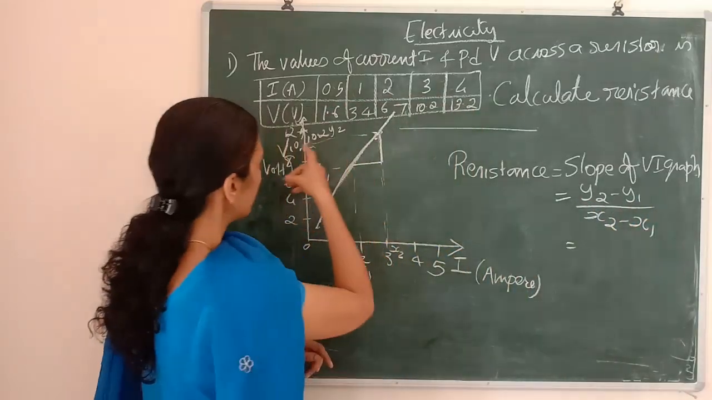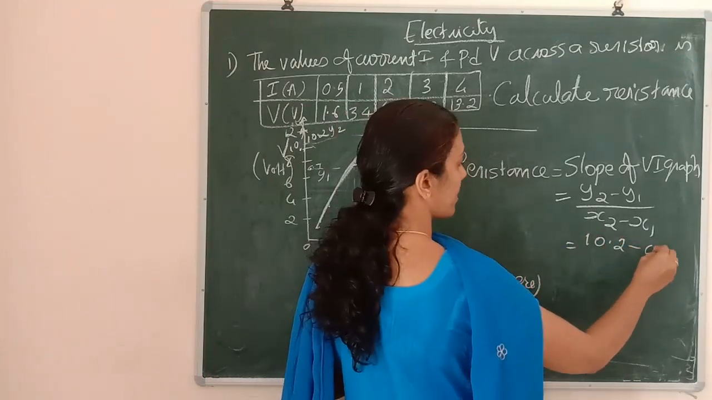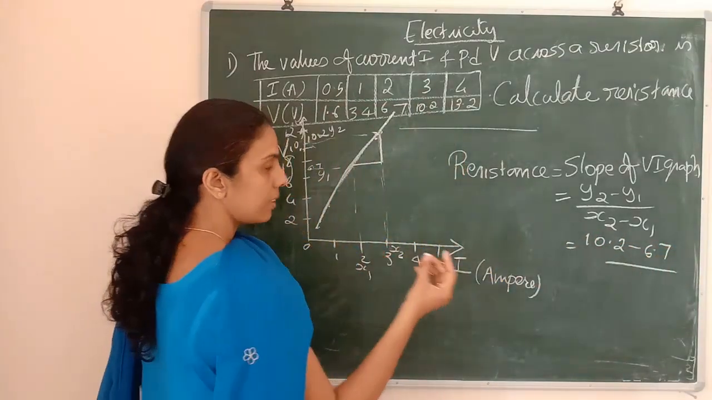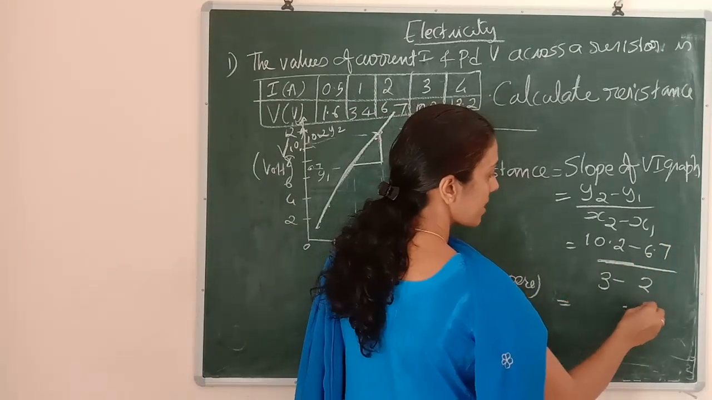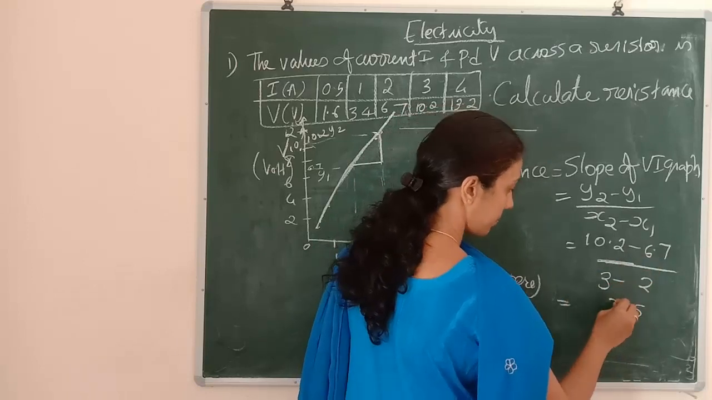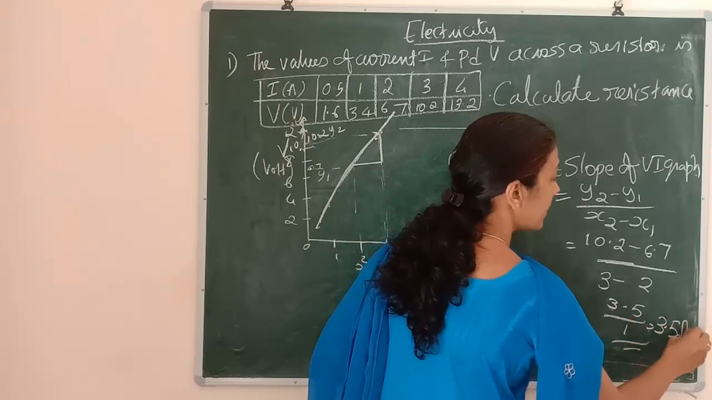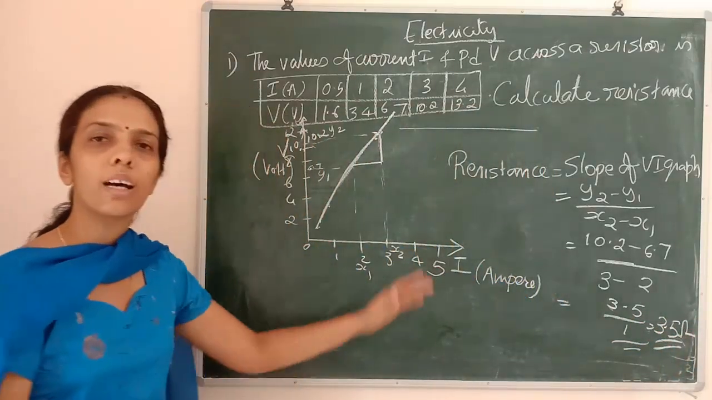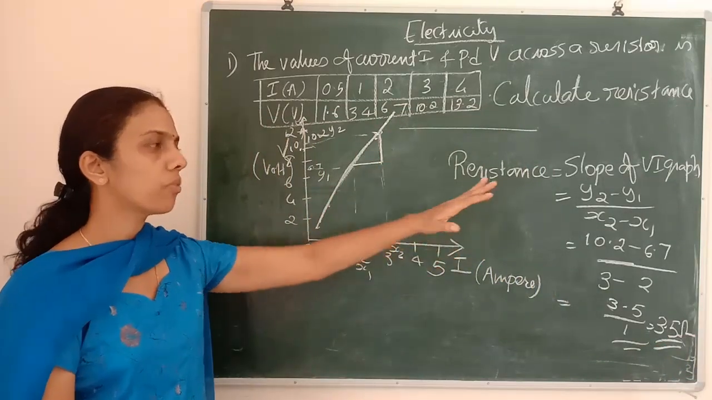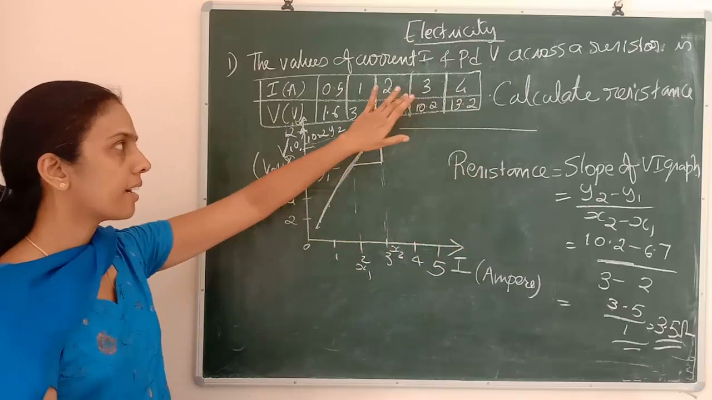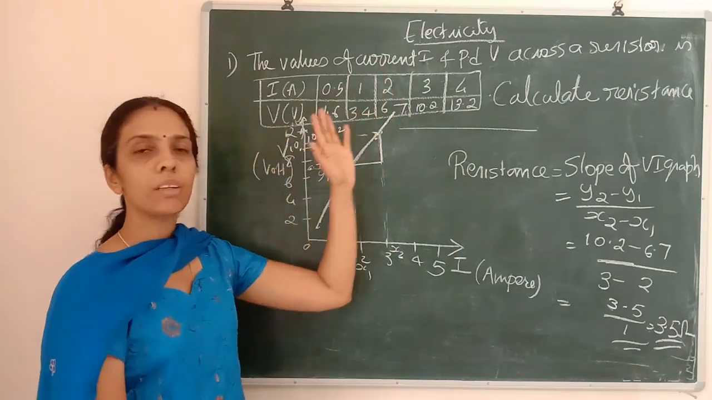Here y2 is 10.2 minus 6.7, and x2 is 3 minus 2. So we will get 3.5 divided by 1, so the answer is 3.50. This is how you should find the resistance. By calculating the slope of the graph, you will get the resistance. Understood? It's not mandatory to use the same points; you can use any one.